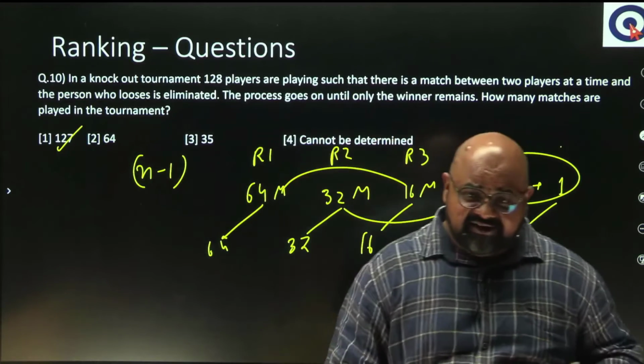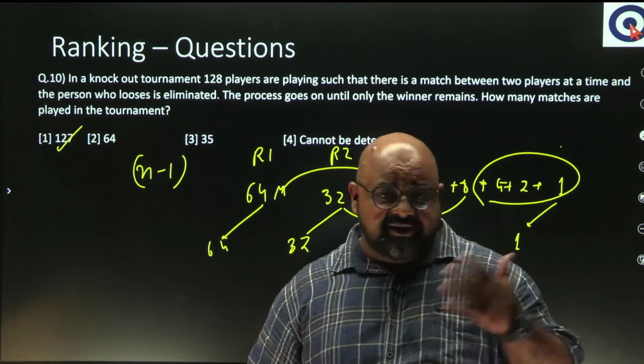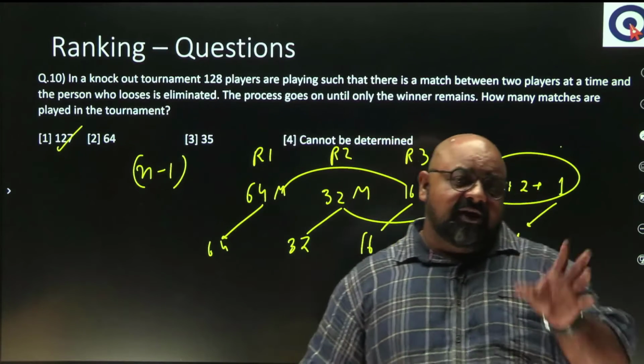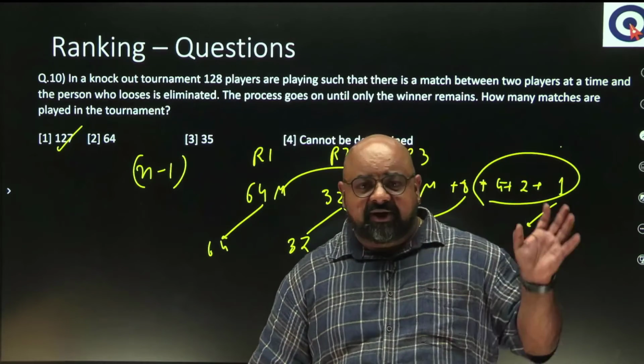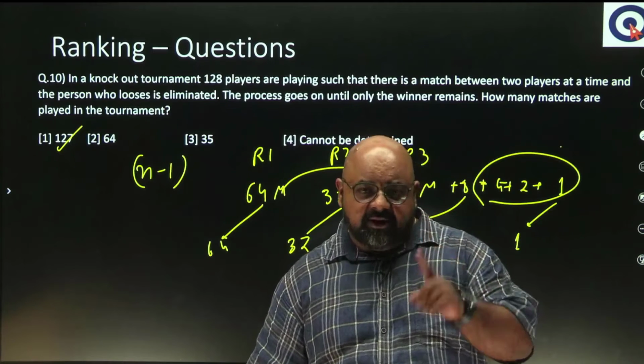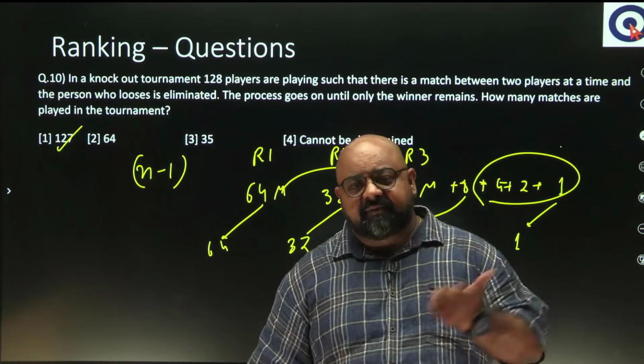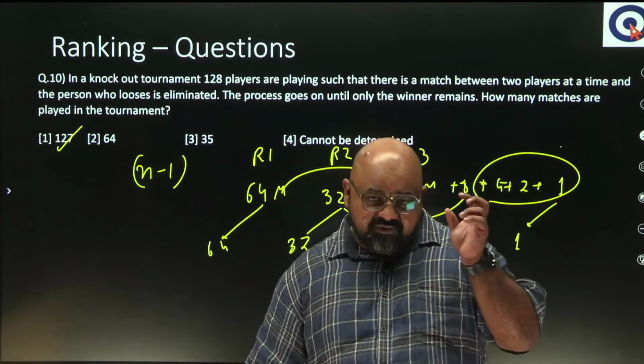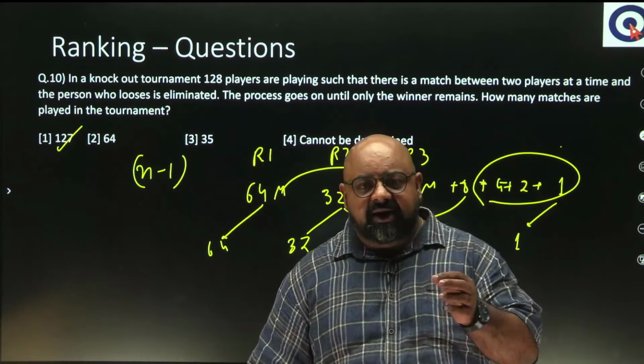The logic is very simple. Every match, one person will be eliminated. If there are 128 people to start with, you have to eliminate 127 people and then one will remain. And therefore, the number of matches required is 127. So if n players are there in a knockout tournament, n minus 1 matches happen.